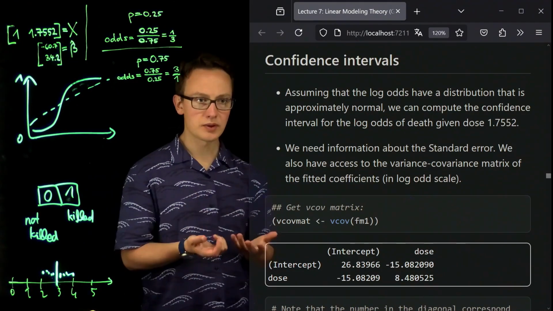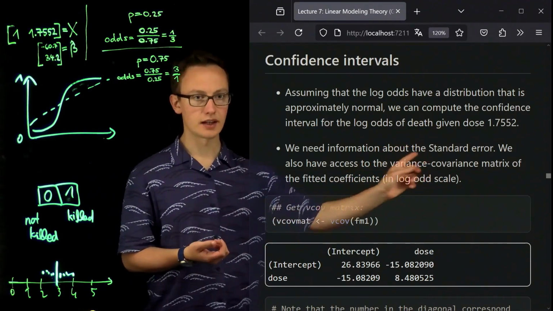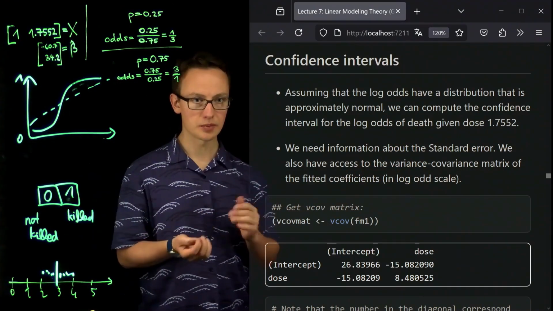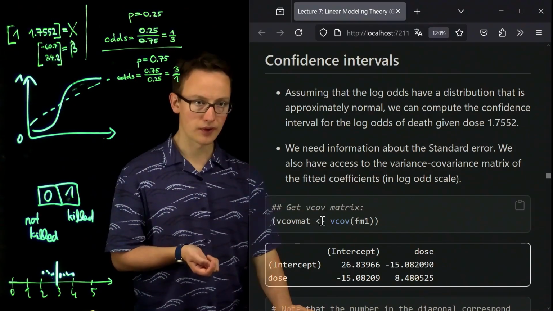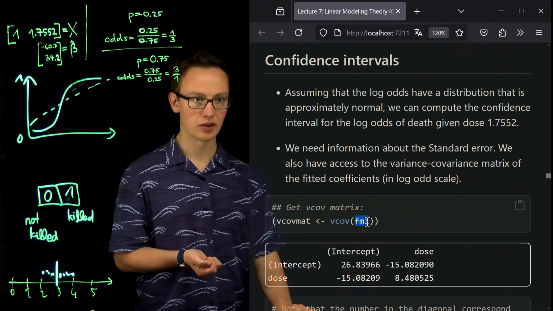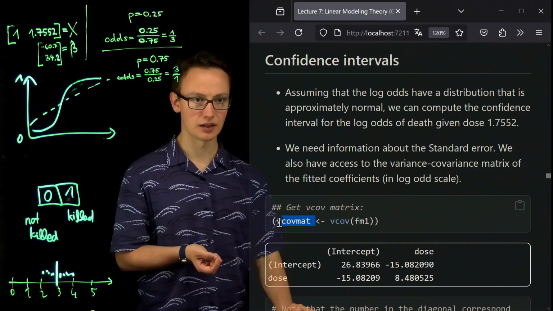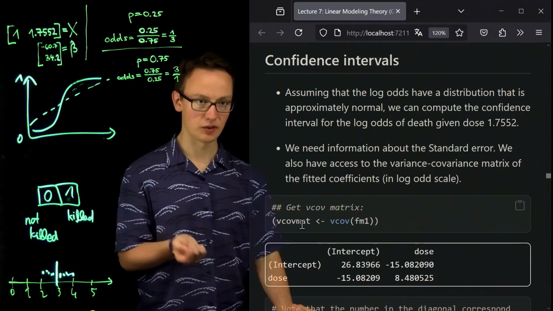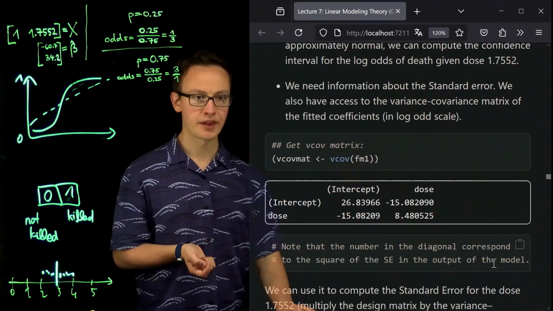And so one way to express this uncertainty is through the standard error. Now, the way to compute the standard error here would be the following. So we could first extract the variance-covariance matrix of our intercept and slope estimates from our already fitted logistic regression model. So that's what we are doing here, and we're saving it in a variable called vcov_mat. Okay, so here we can see the variance-covariance matrix.